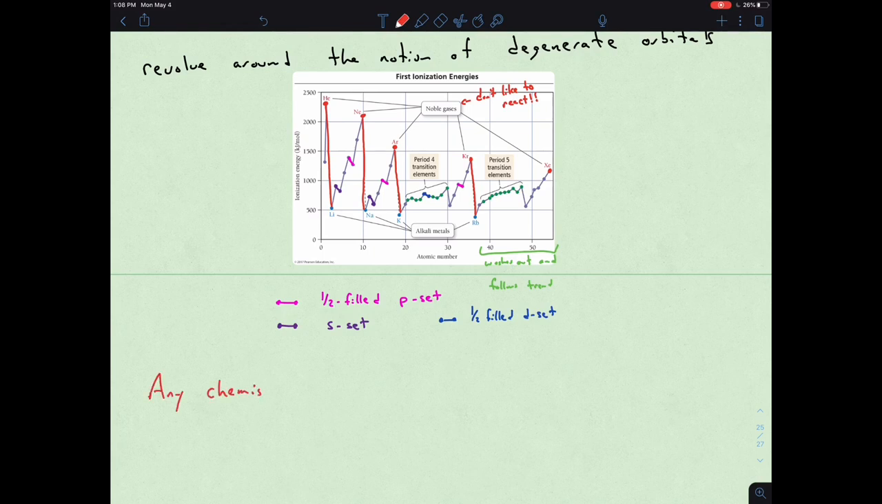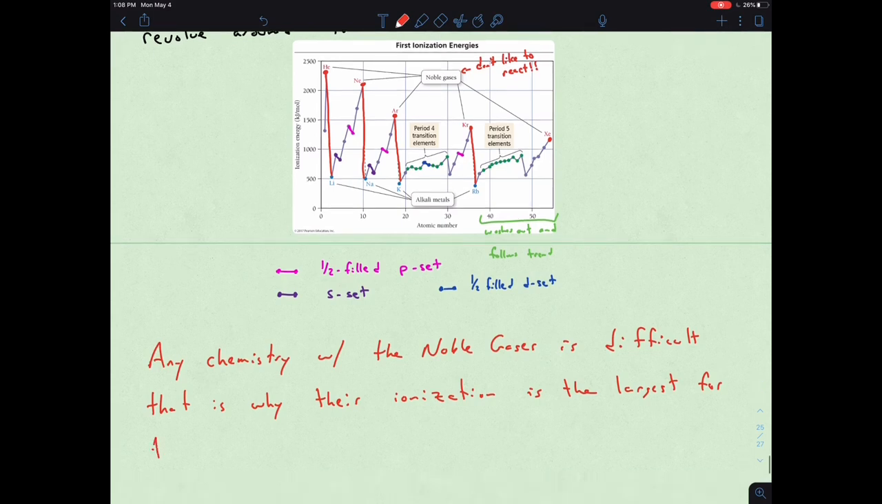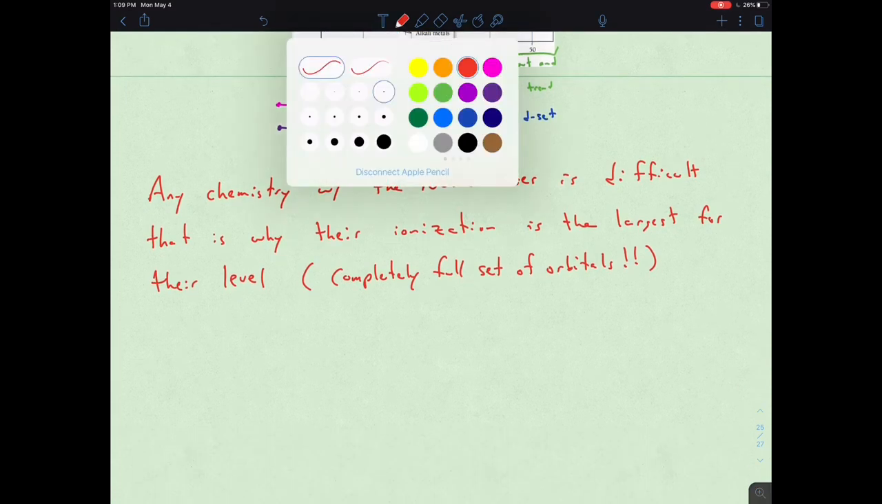For instance, any chemistry with the noble gases is difficult. That is why their ionization energy is the largest for their level in terms of the periodic table. So that's what we see there. But what about this other idea? Why is it so difficult? Remember that we have a completely full set of orbitals. That's the reason. The other glitch is, again, this half-filled notion.